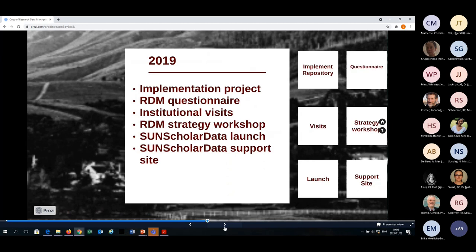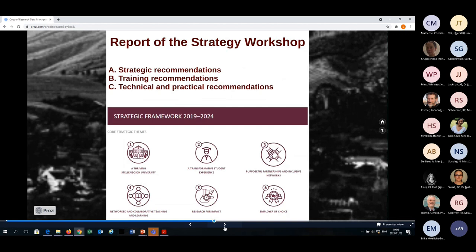Having returned from the US, we then had a strategy workshop on research data services. This was an internal session at the library, and we wanted this to be aligned with the university's strategic framework 2019 to 2024. And it culminated in the formulation of a strategy report with regards to how the library would support research data services, which staff members would play certain roles and how they would support the division.